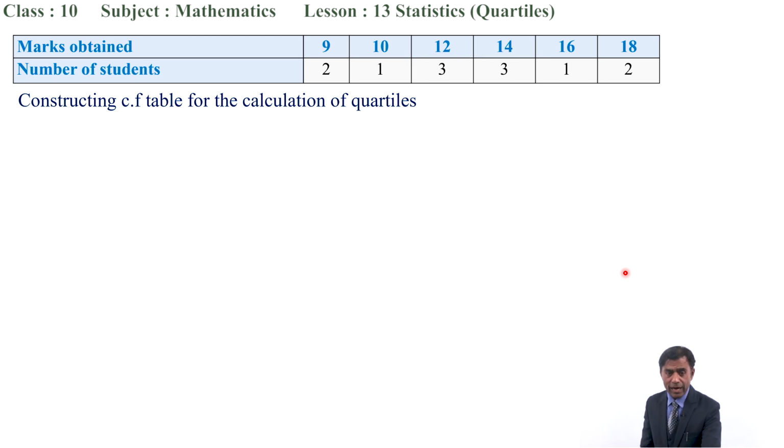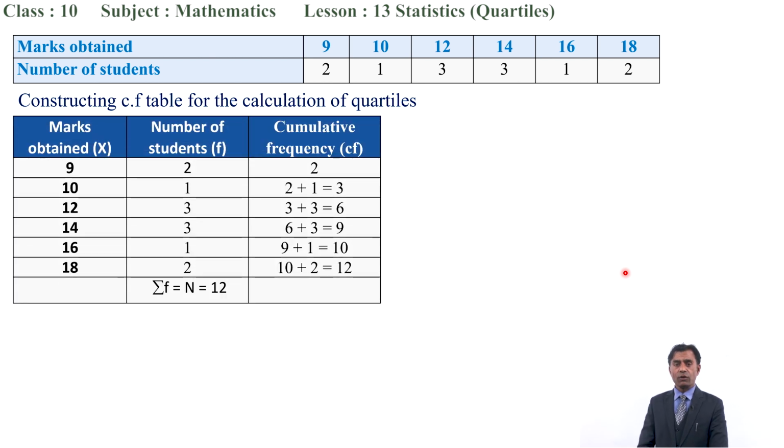So now we construct the CF table for the calculation of quartiles. In a discrete series we have to develop what is called the CF table. The marks obtained are given here, the number of students is given, and the cumulative frequency, the CF column, is the third column. The marks are 9, 10, 12, 14, 16, 18.